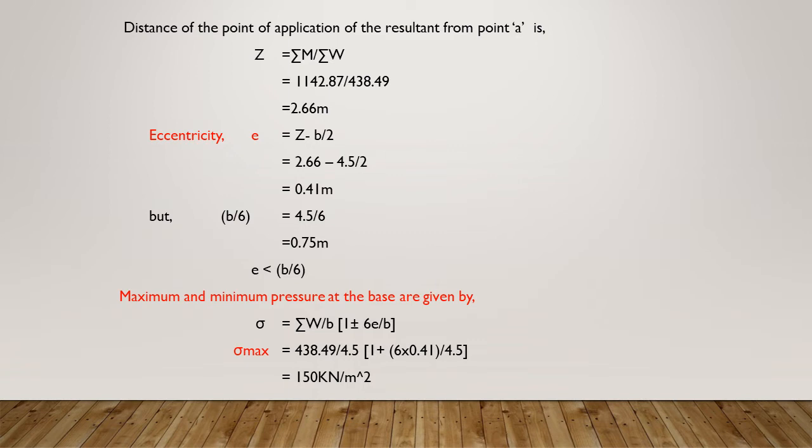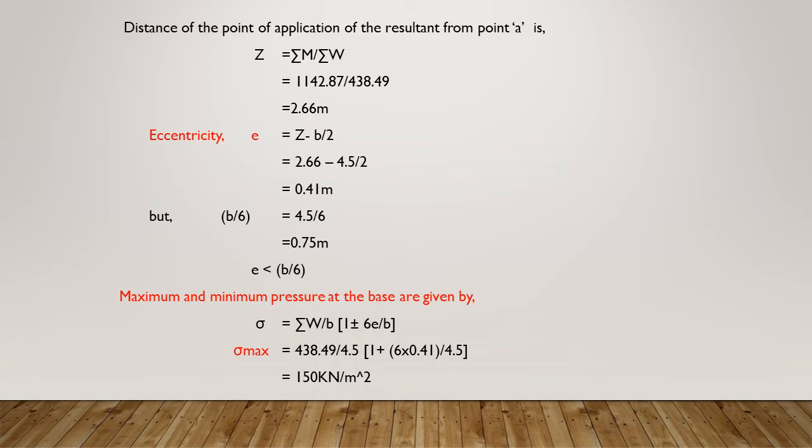Then the minimum and maximum pressure at the base is given by a simple formula. Sigma max is equal to sum of load by B, then bracket 1 plus or minus 6e by B. For sigma max you take the 1 plus, and otherwise for sigma minimum you take the 1 minus. So sum of load is 438.49, B is equal to 4.5, and 6 into e, which is 0.441, divided by B equal to 4.5.